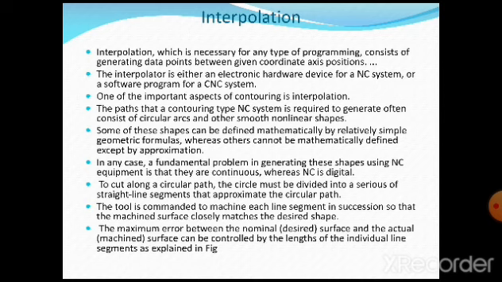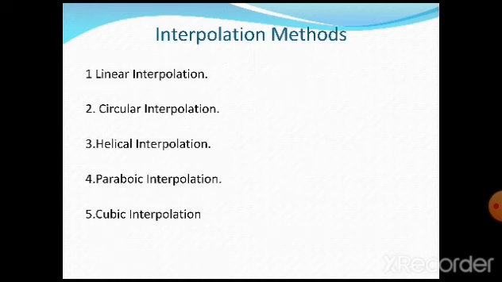The maximum error between the desired surface and the actual machined surface can be controlled by the lengths of the individual line segments, okay. So now we require to understand here that we have to cut the circular arcs into very small line segments, fractions of millimeters, and the controlling action has to be carried out, okay. So now what are the different interpolation methods which are used for continuous path?